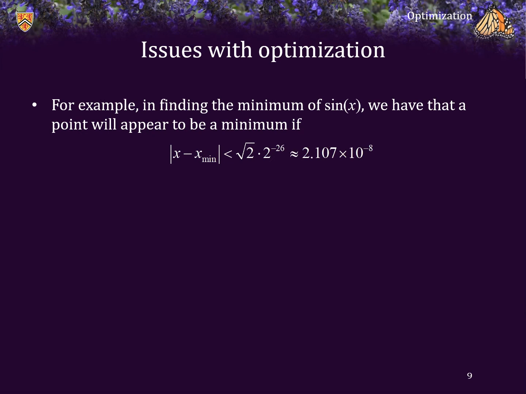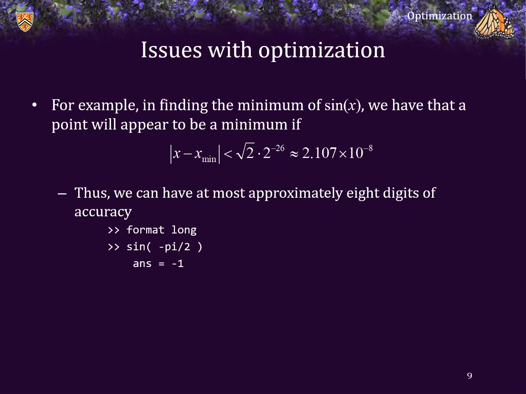Now, for example, if we were trying to find the minimum of sine of x, any minimum, then we would have a point that would appear to be a minimum if it's anywhere within this distance of, say, negative pi by 2. That's approximately 10 to the negative 8. That's not many significant digits of accuracy, if you actually think about it. It looks like a small number, but consider this. It seems that the most we can get is 8 significant digits of accuracy when finding a maximum or minimum of sine of x, as long as we are doing function evaluations.